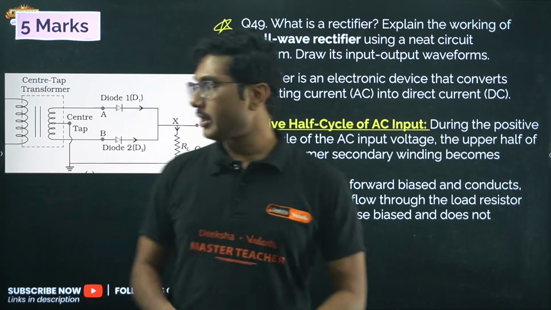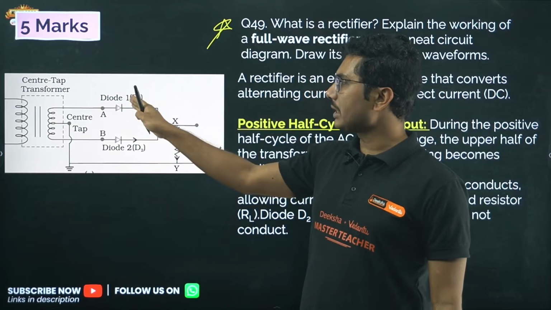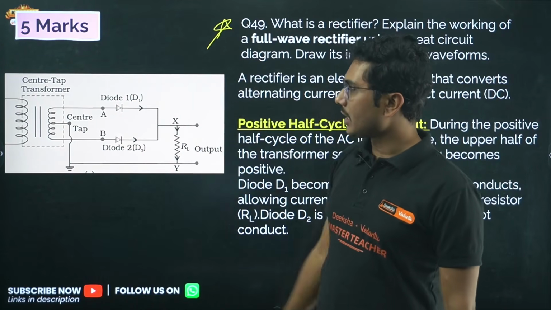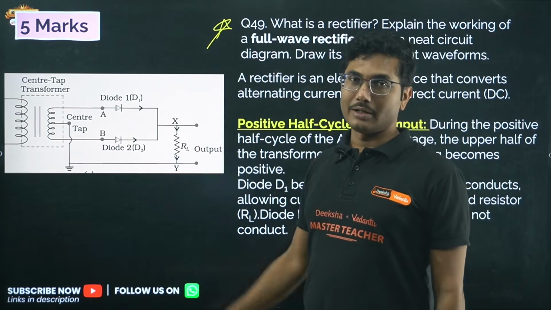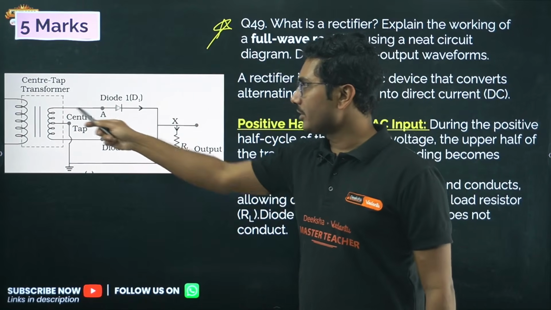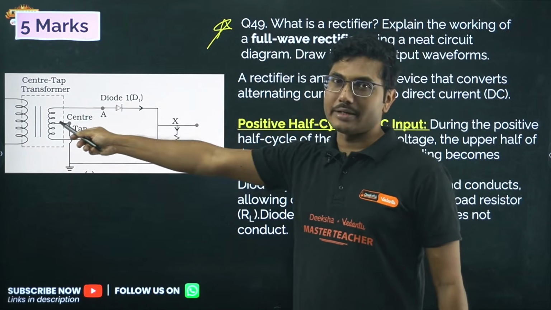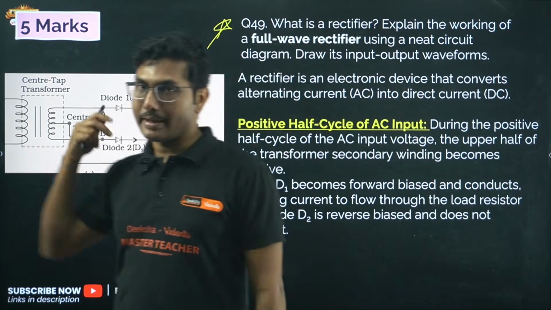So this is the diagram. In the positive half cycle, this diode conducts. In the negative half cycle, this diode conducts, and in both cases the current is allowed through the load resistance in a single direction, because current is flowing in this direction, and current is flowing in this direction. This is called the center tap method.